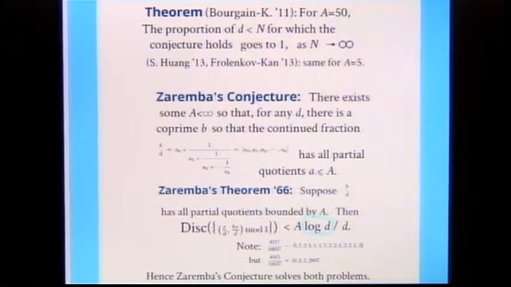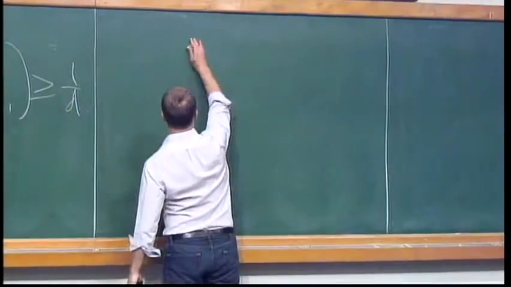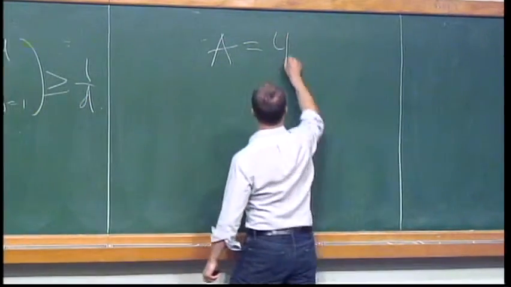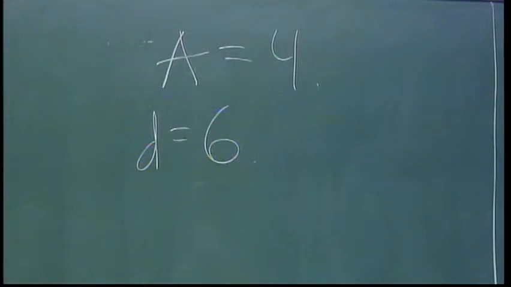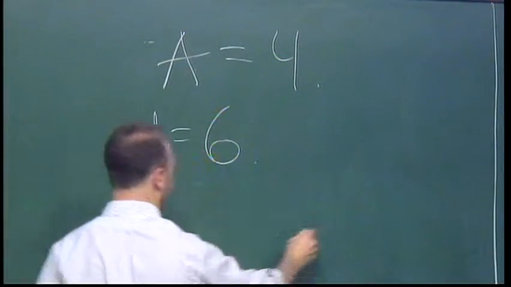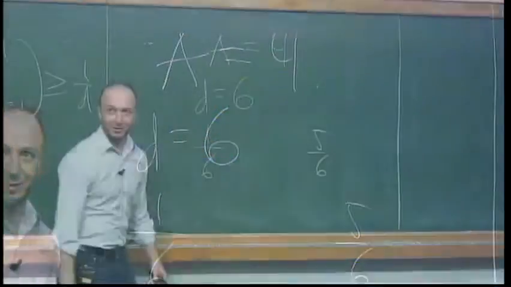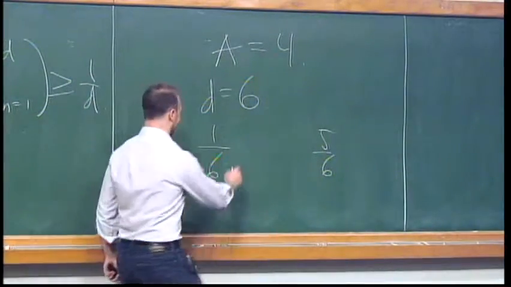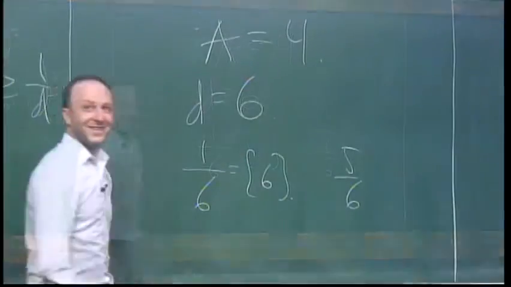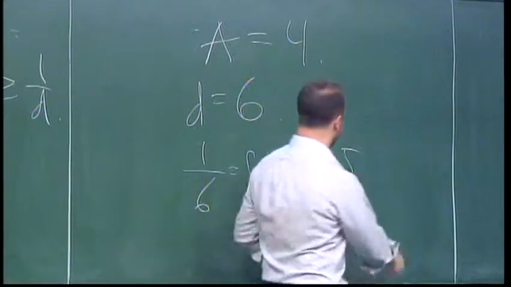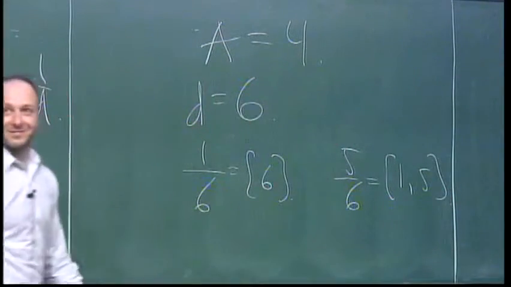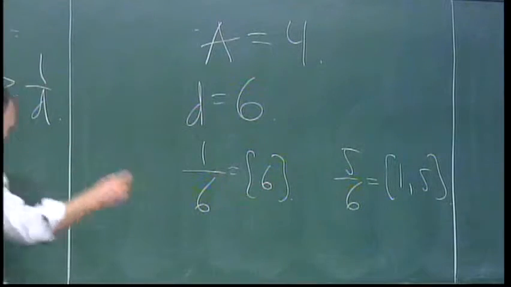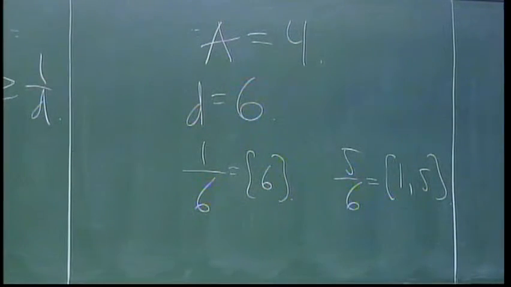If you look at d equals 6, sorry, so let's take a equals 4. And let's take d equals 6. So we want coprime numerators. So the only fractions to try are 1/6 and 5/6. So let's compute their continued fractions. This even I can do. That was easy. And this one is 1/5. Excellent.